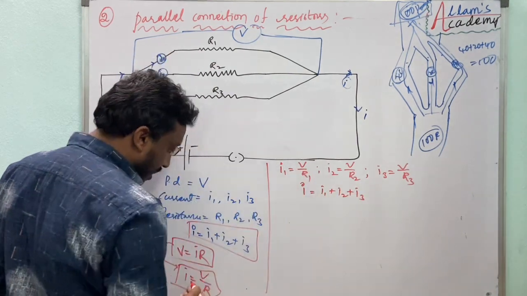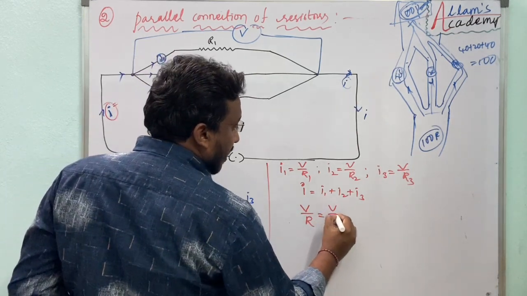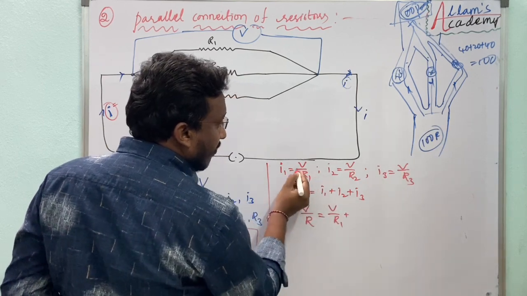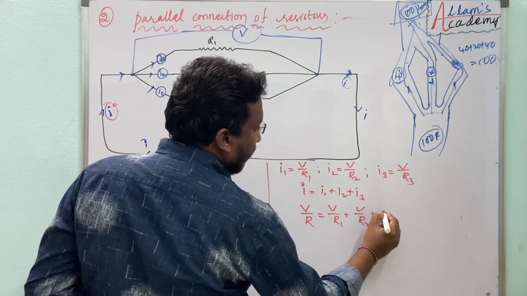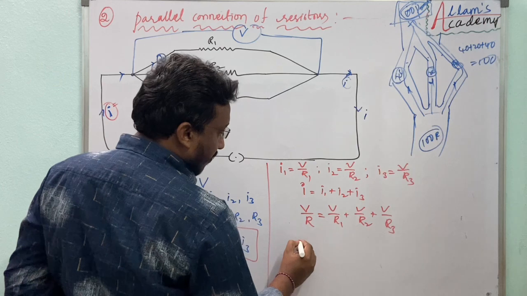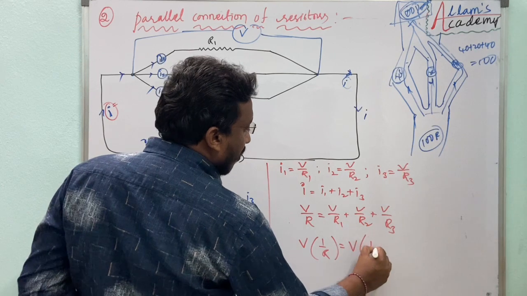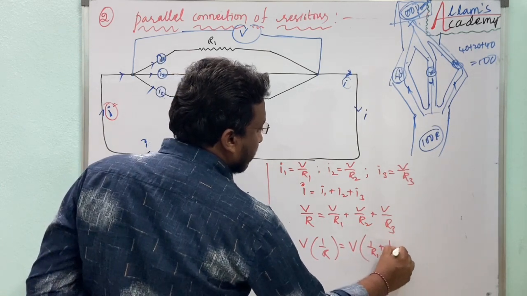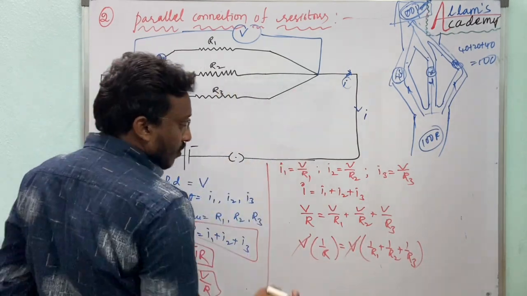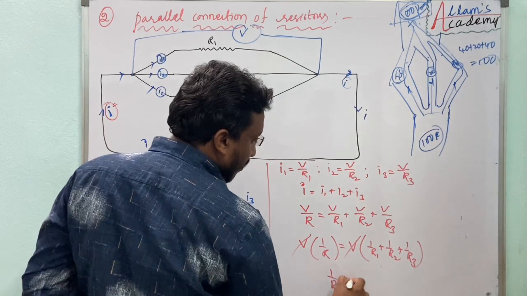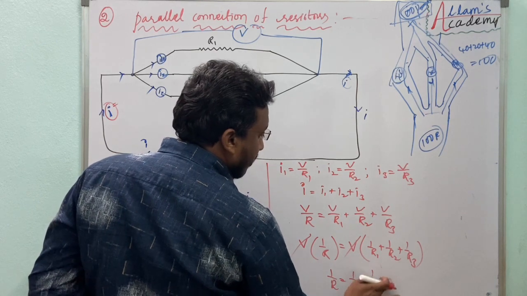From that, I equals V by R. So V by R equals V by R1 instead of I1, V by R2 instead of I2, plus V by R3. Here V is common: 1 by R equals V times 1 by R1 plus 1 by R2 plus 1 by R3. Here the potential difference is the same, so V gets cancelled. That means 1 by R equals 1 by R1 plus 1 by R2 plus 1 by R3.